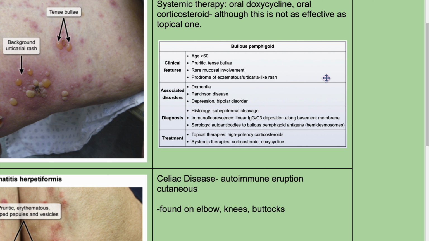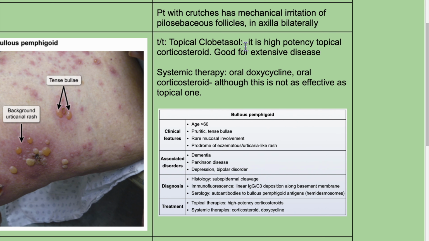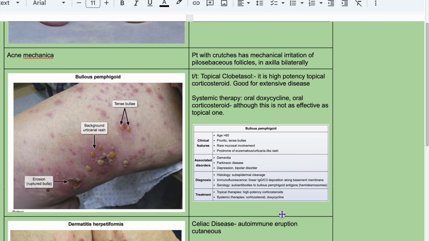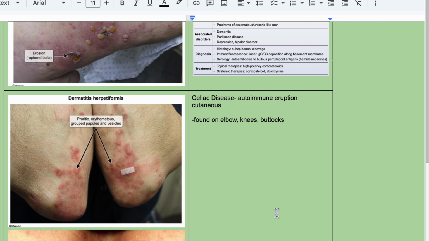Diagnosis is by histology, subepidermal cleavage; immunofluorescence, linear immunoglobulin G and C3 deposition along the basement membrane. Serology is autoantibodies to bullous pemphigoid antigens, hemidesmosomes. Treatment here is topical therapies like high-potency corticosteroids like we just went over, clobetasol, and systemic therapies are corticosteroids and doxycycline for bullous pemphigoid.